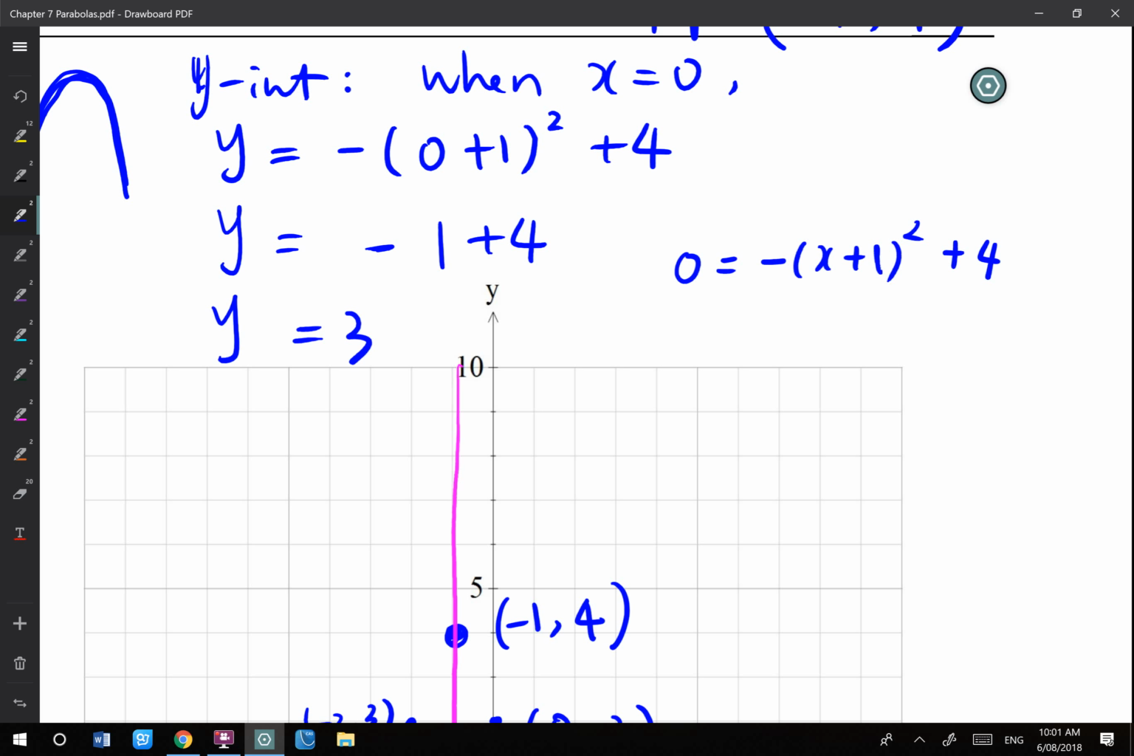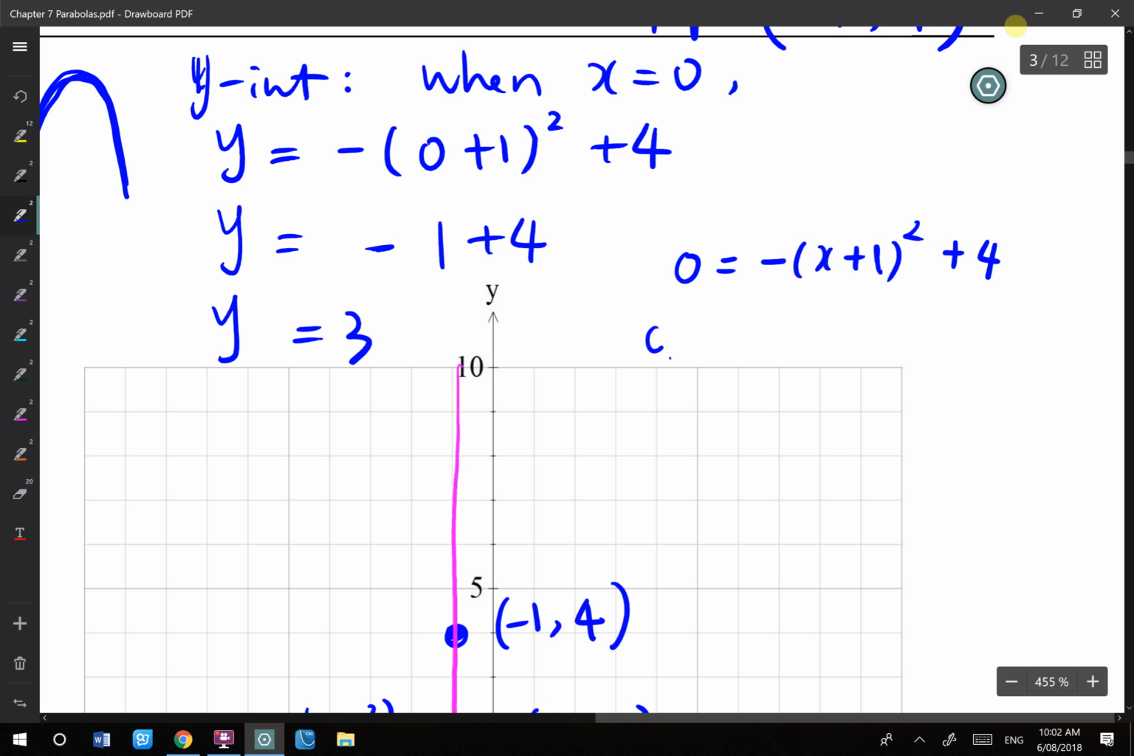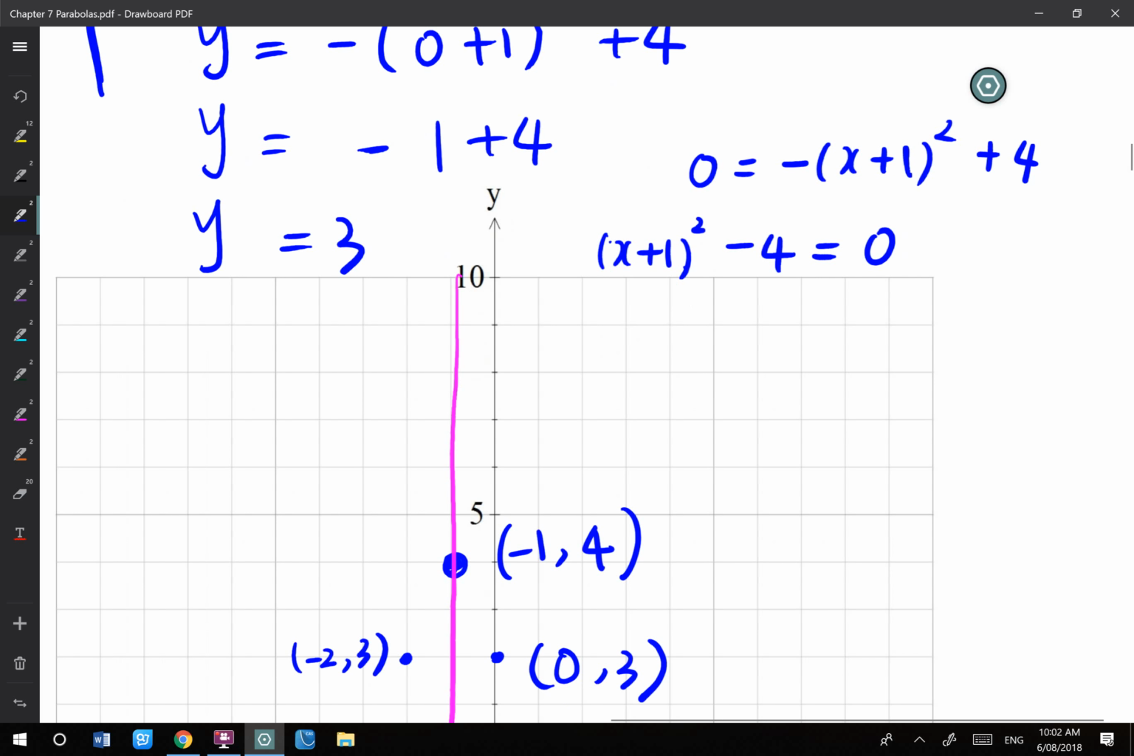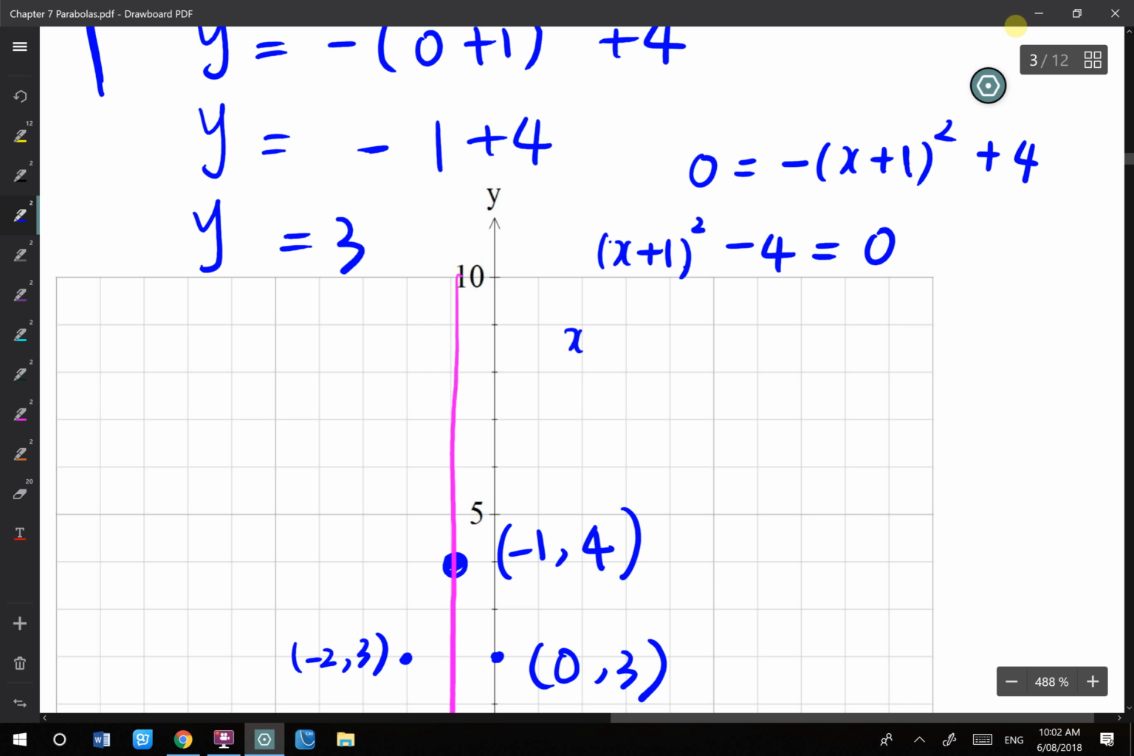I'll expand it first to see what will happen. I'll move it first to the left-hand side. I don't like the negative there, so I'll get rid of the negative and expand. x squared plus 2x plus 1 minus 4 equals 0. So x squared plus 2x minus 3 equals 0.